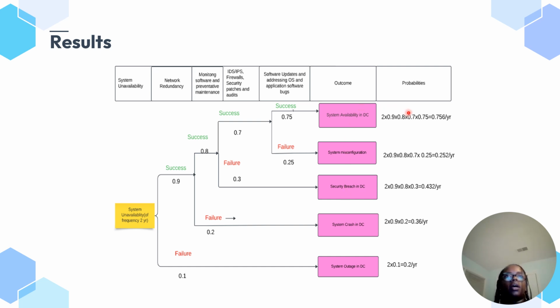Now, the probability was calculated from the frequency multiplying the probability through every step. So if it's system availability in the data center, we have the frequency times the success of 0.9, 0.8, 0.7, 0.75, and we found that as 0.756. And this was done consequently for the others.